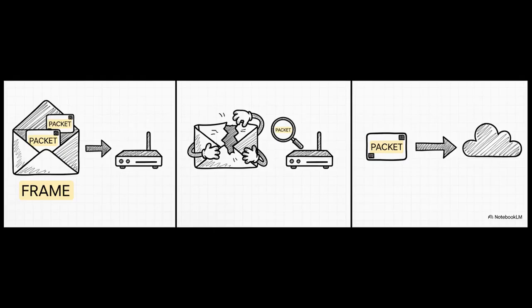So what does the router do when it gets that frame? It acts like a mailroom worker. It rips open the local envelope, the frame, and pulls out the letter inside, the packet. It looks at the packet's final destination address and says, aha, I know the next step to get this closer to where it's going. And then it forwards that packet along to the next router in the big, wide internet.